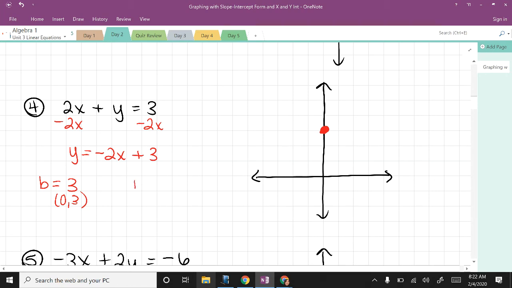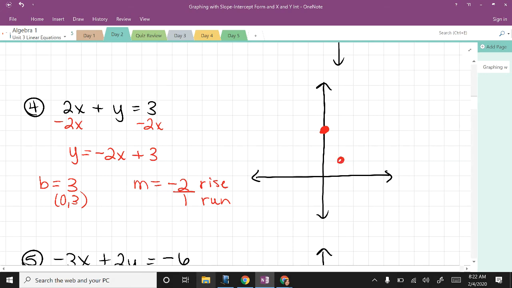I haven't written my slope yet. What is my slope? Negative 2 over 1. Whole number slopes, we want over 1. All right, what's my rise? Negative 2. What's my run? 1. So I start at 0, 3, and I go where? Down 2 and right 1.